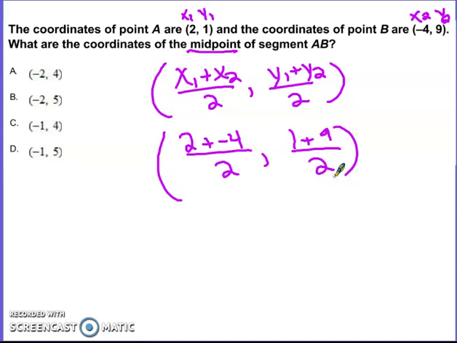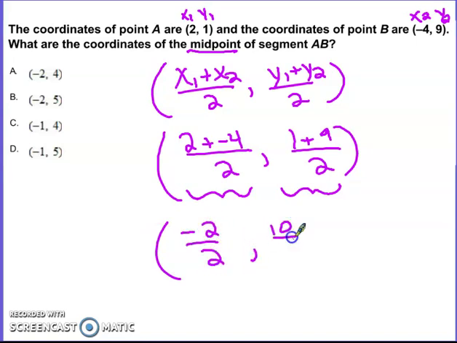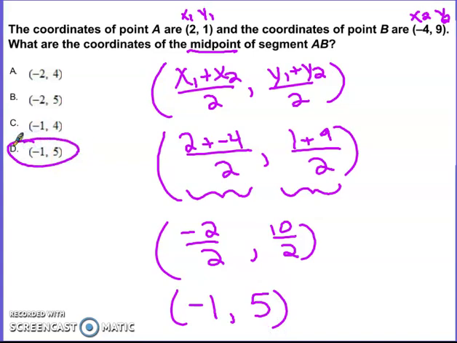We have 2 plus negative 4 over 2, and we have 1 plus 9 over 2. From here, you can plug it into Desmos or your calculator. If you're going to do that, you plug in one piece at a time. Do not plug it in with the comma in the parentheses. It will not solve both parts of the parentheses. You have to do it piece by piece. If I solve this, I get negative 2 over 2 and 10 over 2. Simplifying one last time, I get negative 1, comma, 5, which is letter D.